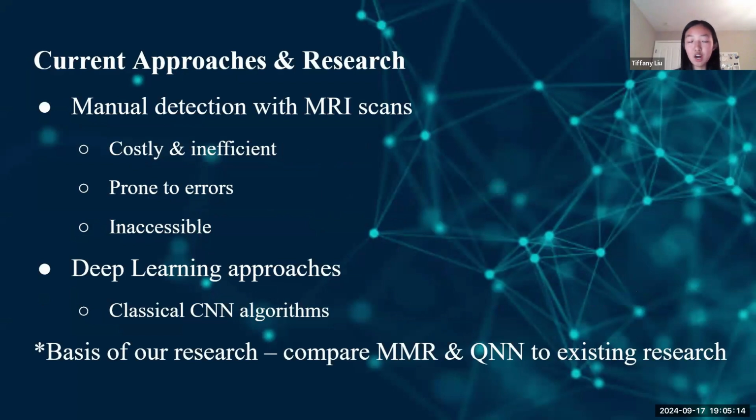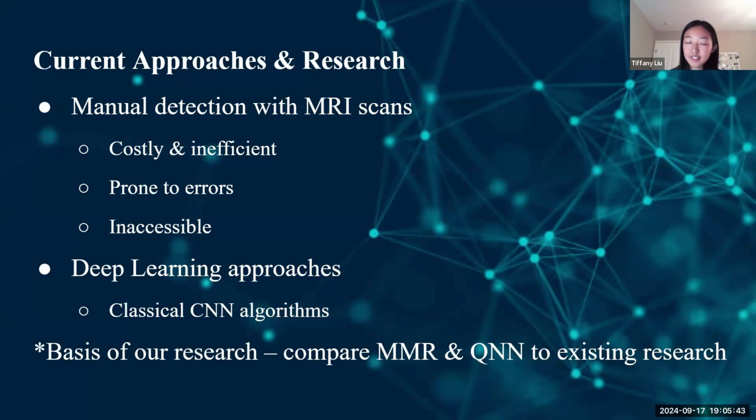So currently, the most common form of tumor detection is done manually by radiologists with MRI scans, or magnetic resonance imaging. So this clearly poses a few issues. As the amount of data has been rapidly increasing, it's become a lot more inefficient and tedious to manually sort through all of this data. Further, this form of detection relies heavily on the experience of the radiologist, which may be prone to error. And also, a lot of areas don't have access to the resources or doctors necessary for this kind of detection.